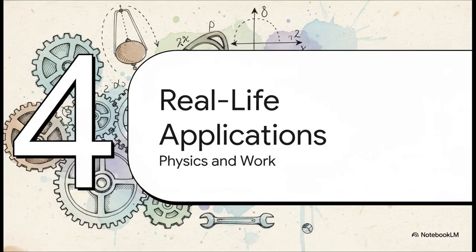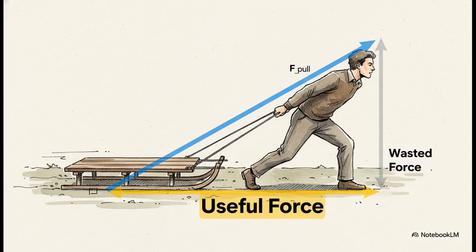So we've done all this math, but you might be thinking, okay, why does any of this actually matter? Where does cosine show up when I'm not in a math class? Well, let's look at a really cool real-world application. You know, in physics, the idea of work is super specific. It's basically force times distance. But there's a huge catch. Only the force that's going in the exact same direction as the object is moving actually counts.